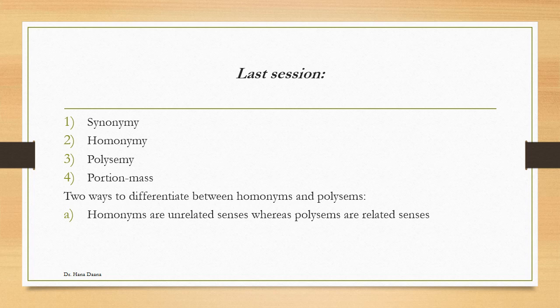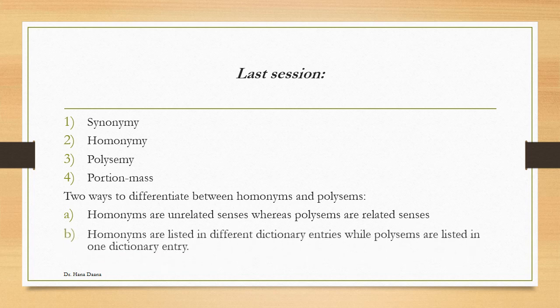The second way of differentiating between homonyms and polysems is the way they are listed in dictionaries, or let's say in some dictionaries. Homonyms are listed in different dictionary entries, while polysems are listed in the same dictionary entry. Well, today we will discuss three more lexical relations, and two of which might sound a bit confusing for some learners.